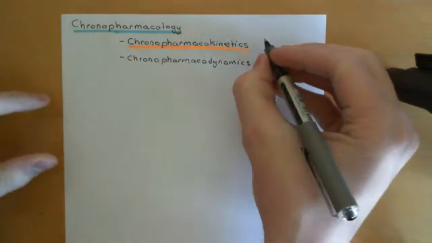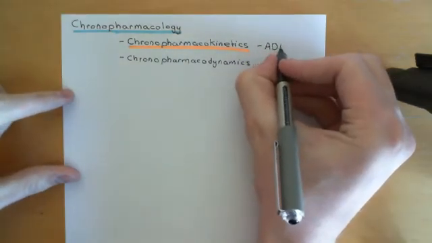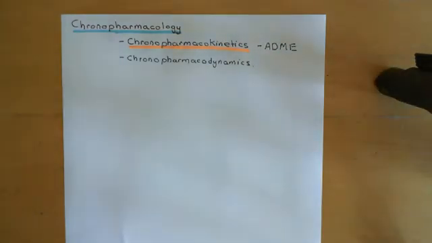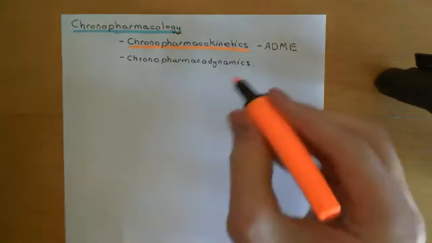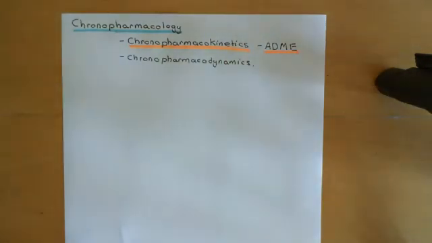So those four concepts can be abbreviated down to ADME. Pharmacokinetics is often described as ADME: A for absorption, D for distribution, M for metabolism, and E for excretion. So the effect of a drug isn't just about what it does once it gets to its target area. Let's say it's an anti-cancer chemotherapy drug. We want it to get to the cancer cells and then kill the cancer cells.